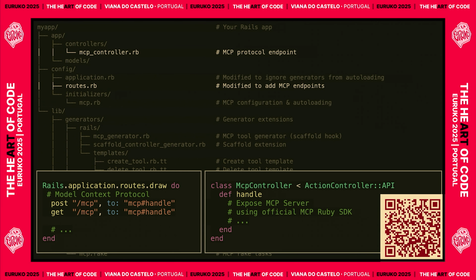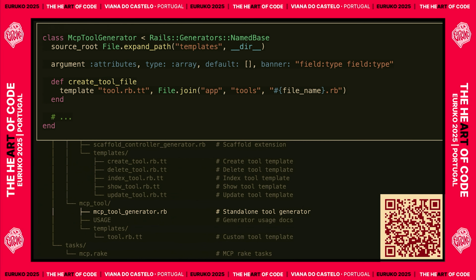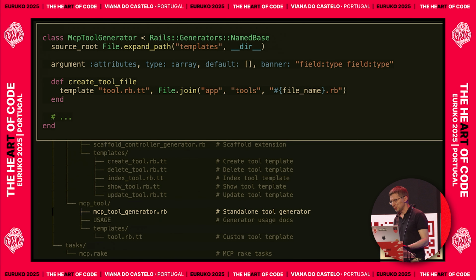Among others, it adds MCP server endpoint, so controller and some routes. Template adds an MCP hook to scaffold controller generator. So whenever you scaffold an active record model, it also scaffolds a new MCP tool and its CRUD actions. I will go over that in just a second. I've also added a new generator called MCP tool generator. You can scaffold any MCP tool with that.